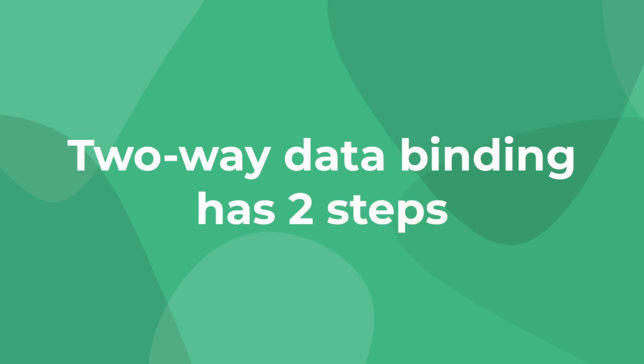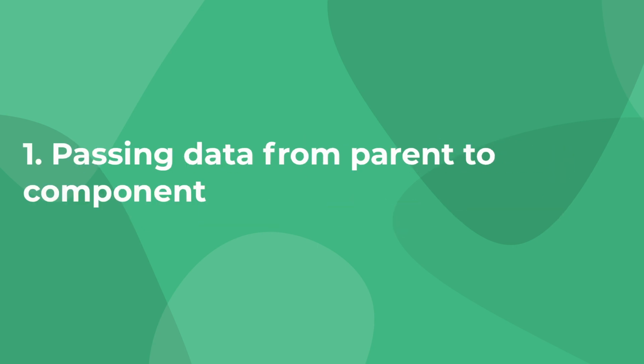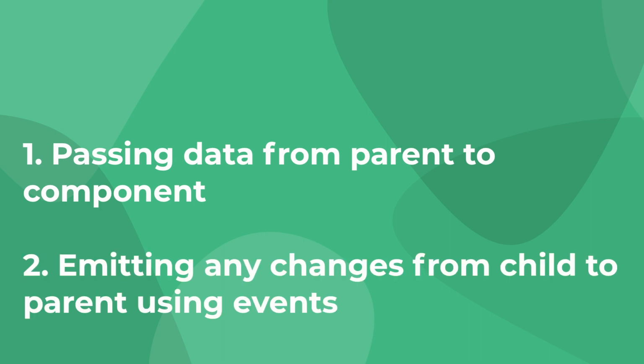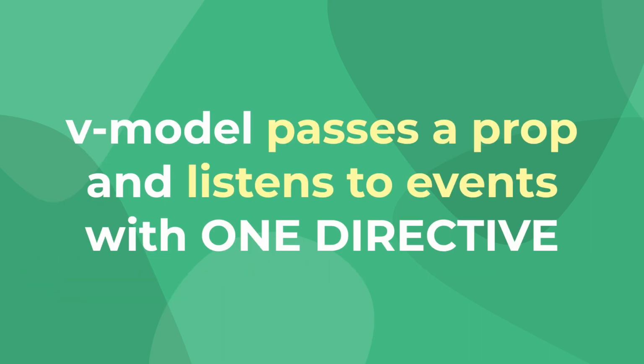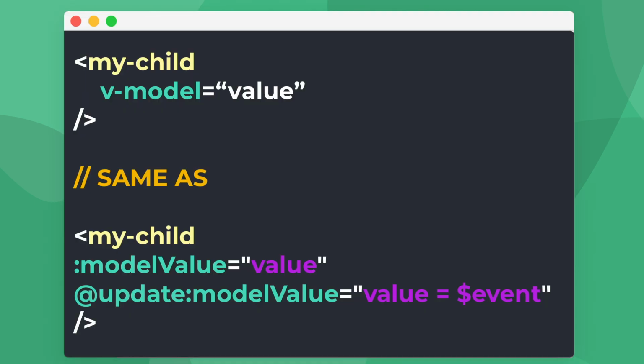In Vue, data binding has two main steps. One, passing our data from our parent, and two, emitting an event from our child to update the parent. Using vModel on a custom component allows us to pass a prop and listen to an emit event with just one directive. So if we take a look at this code, just by saying vModel value, it's the same as passing a prop called model value that's equal to value, and then listening for an update model value event where we set value to whatever's being passed in our event.